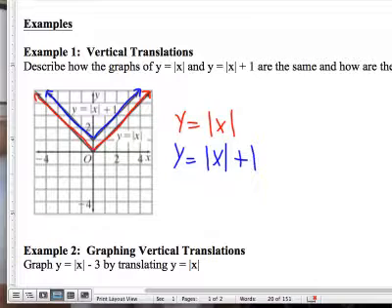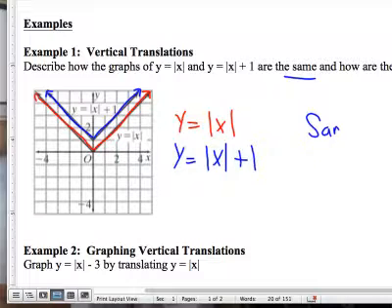And what do you notice that's on the right side of the absolute value sign? Plus 1. It is. So that's what happens. When you add a number after the absolute value, it either takes it up or down. In this case, it was a positive 1, so it takes it up 1. Had it been a negative 7, it would have taken it down 7. Okay. So this question asks us to describe the graphs of y equals absolute value of x and y equals absolute value of x plus 1. How are they the same and how are they different?